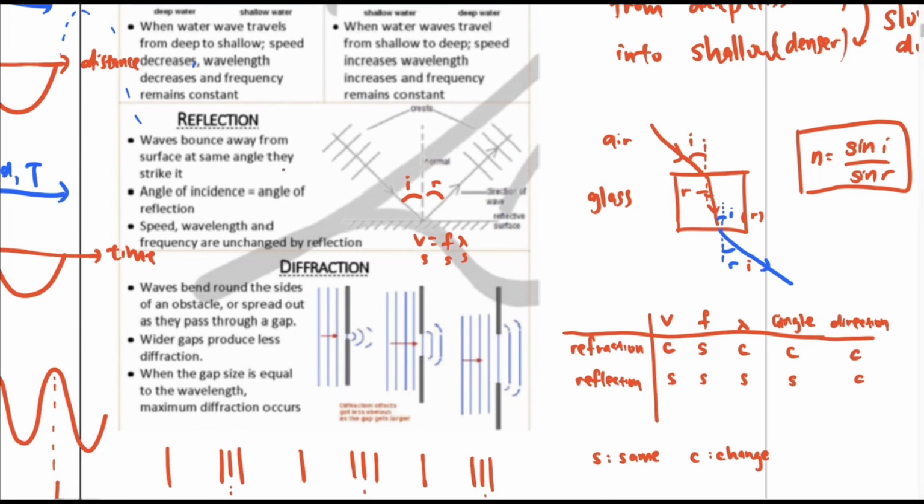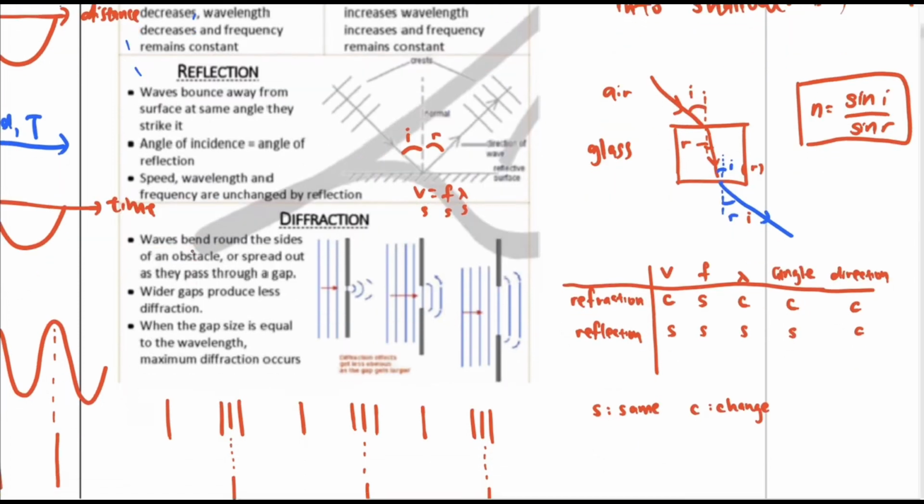Okay, so reflection just means bounce off. So for example, the water wave reaches the wall and then the water wave bounces off. Another example, the light reaches the mirror, then the light bounces off. So that is reflection of light. Okay, let's see diffraction quickly.